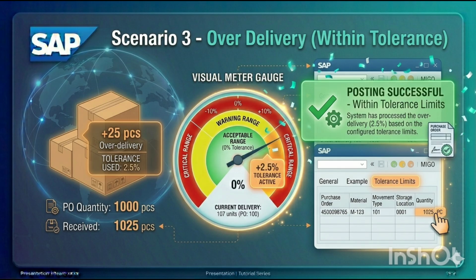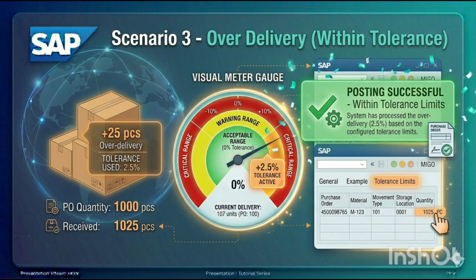Since it is within the tolerance, the system accepts it and allows posting with movement type 101. The extra quantity will be added to stock and the PO will be closed if the tolerance covers the full delivery. This scenario is very common with bulk materials or when suppliers round up quantities. Always check the tolerance limit before posting.